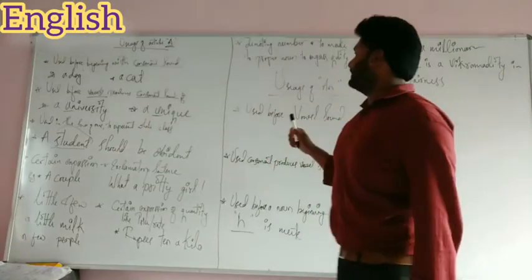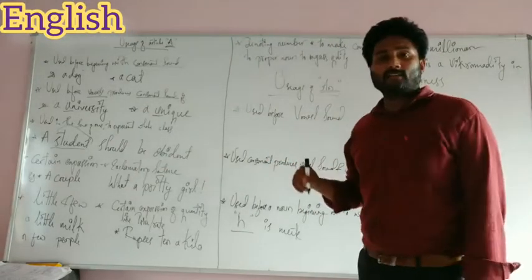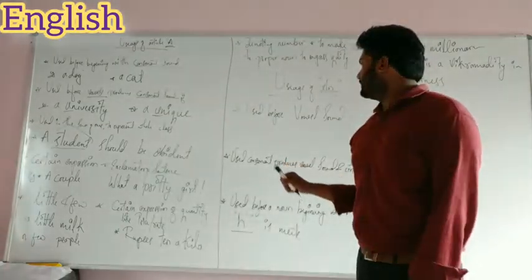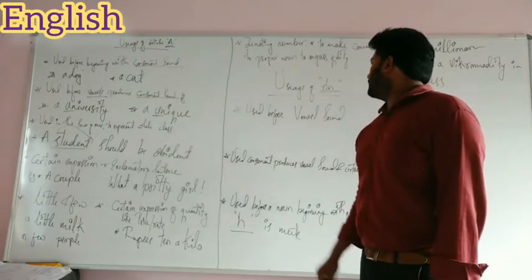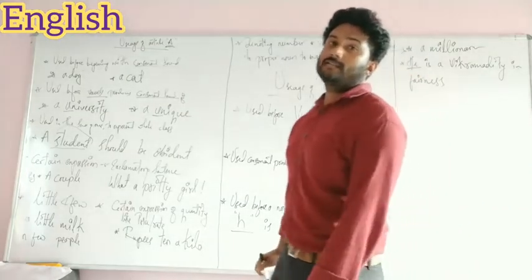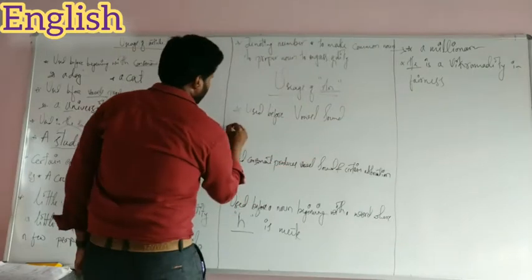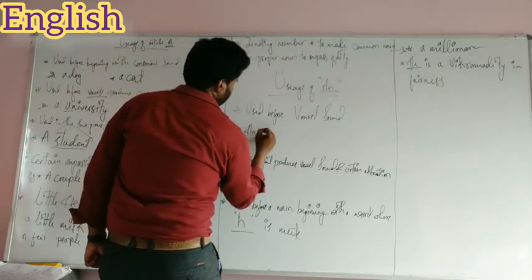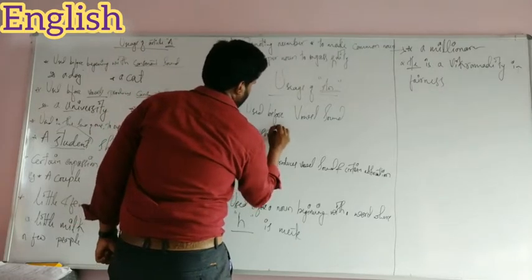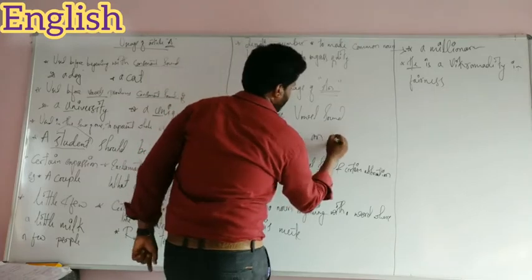And stepping towards the next article, it is an. Usage of article an. First usage: an is used before a vowel sound. See, vowel sound ಎದುರುಗಡೆ ಬಳಸ್ತಾರೆ ಅಂತ ಹೇಳ್ತಾರೆ. Example, an engineer, an onion.